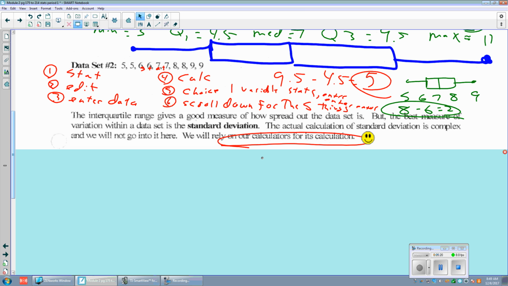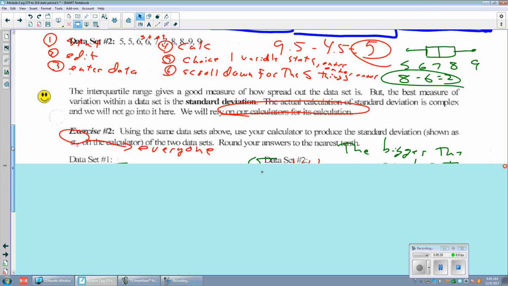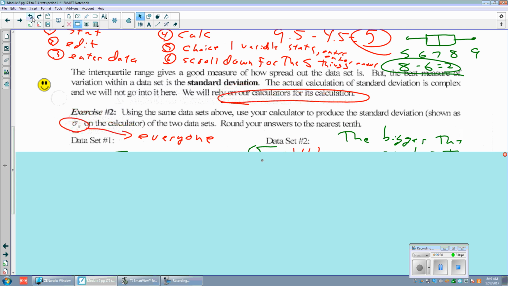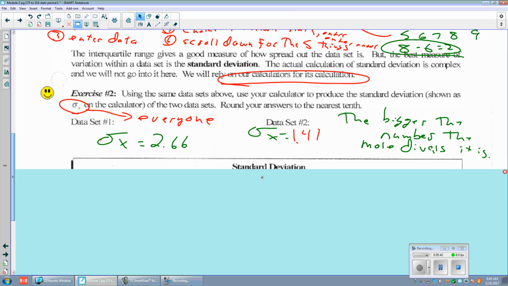The actual calculation of standard deviation is complex, takes about 5 pages to do. We're not going to do that. We're going to use our calculators for that. So, again, for standard deviation, there are 2 types. Use the one with this little symbol here for everyone. Use the other symbol for a sample. Okay, this is going to be everyone. The other symbol is going to be, sorry, not that. It's going to be S with an X. S with an X is just the sample.